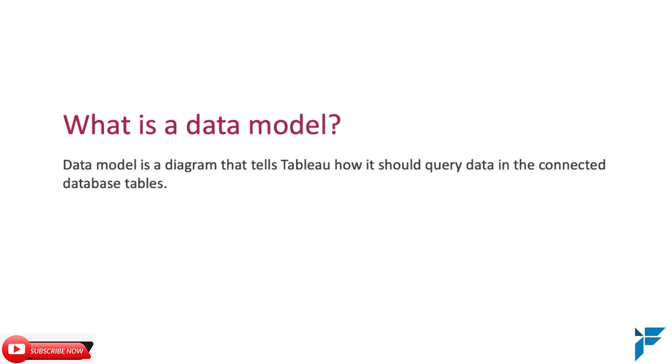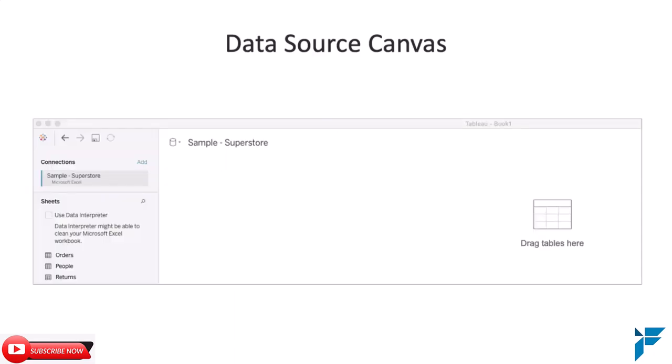Let's now talk about how Tableau connects to data. Every data source that you create in Tableau has a data model. You can think of a data model as a diagram that tells Tableau how it should query the data in the connected database tables. The tables that you add to the canvas in the data source page create the structure of the data model. A data model can be simple, such as a single table, or it can be more complex with multiple tables that use different combinations of relationships, joins, and unions.